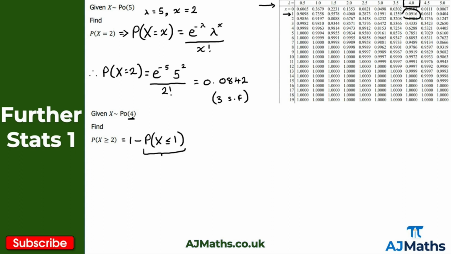value of 0.0916. So we do 1 minus 0.0916. Now, if I put this into my calculator, again, we don't expect you to do this by hand. What you should get, though, is 0.908. And again, I've given that to 3 significant figures. And there we have it. So that's our solution to the second example.